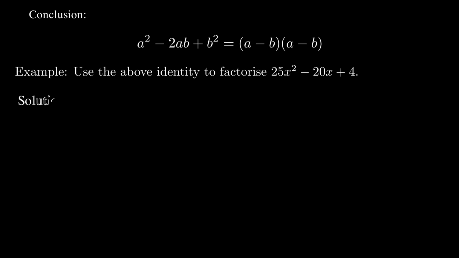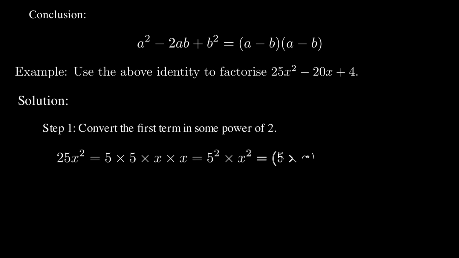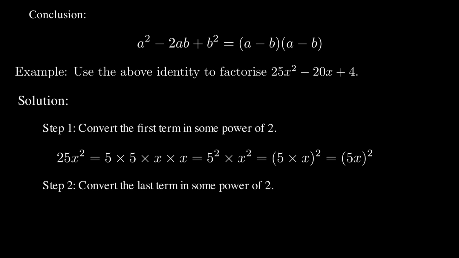We will proceed stepwise. In step 1, we will convert the first term into some power of 2. For this, we will factorize that term, which will yield that 25x squared can be written as (5x) whole squared. In step 2, we will do the same thing but with the last term, which gives that 4 can be written as 2 squared.